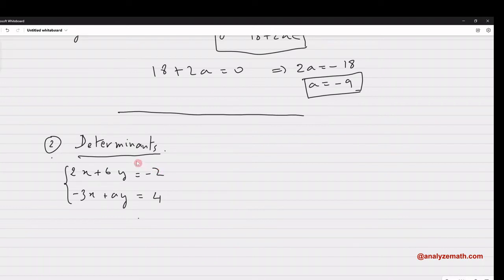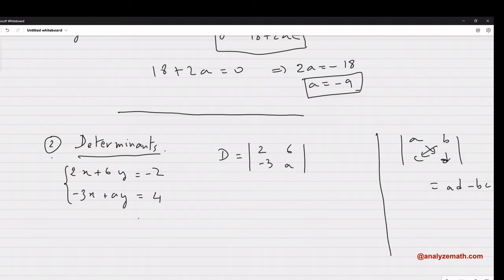And so to solve a system of equations using determinants, first we define a determinant D. The determinant D is made up of the coefficients of x and y. So 2, 6, and then negative 3, and then here a. Now let's review this. Now the determinant of a, b, c, d, it's equal to ad, so you cross multiply, a multiplied by d minus bc.